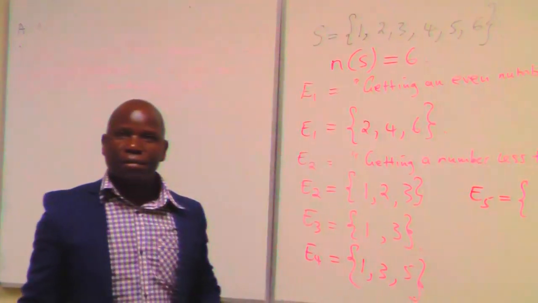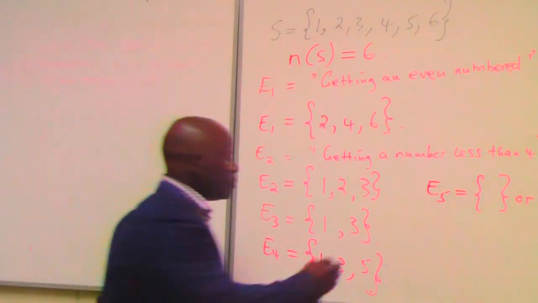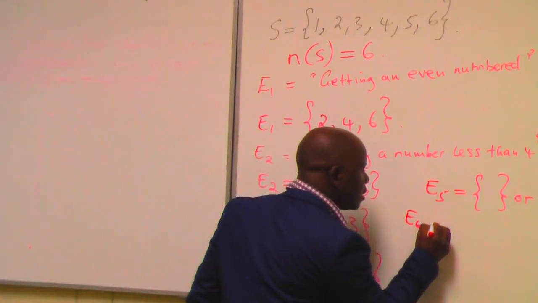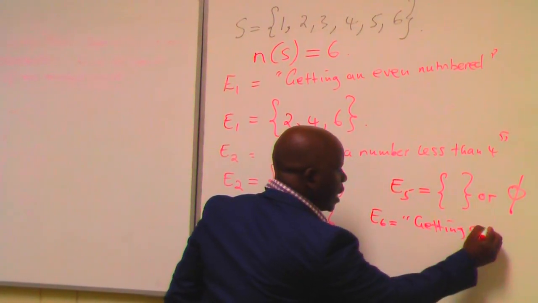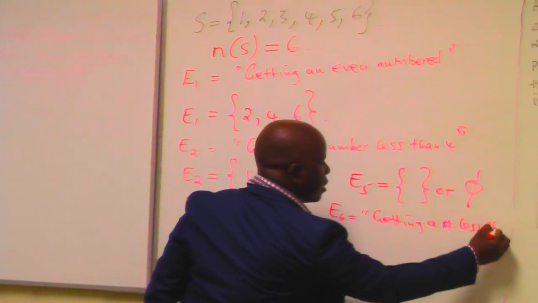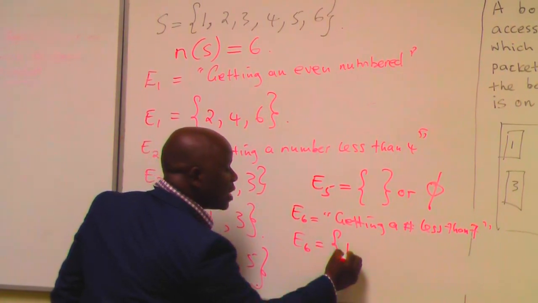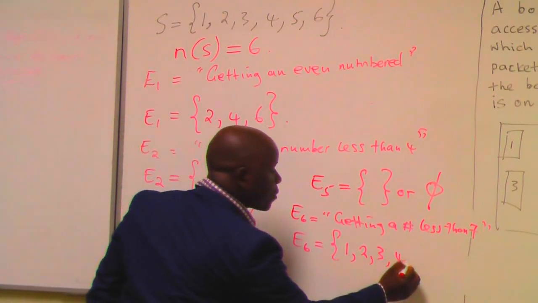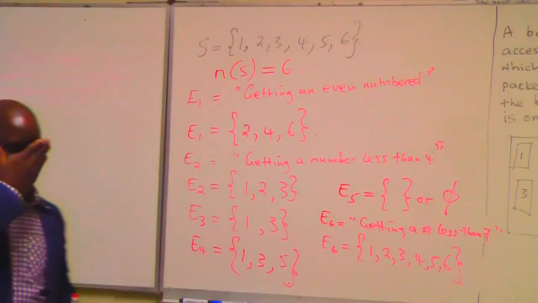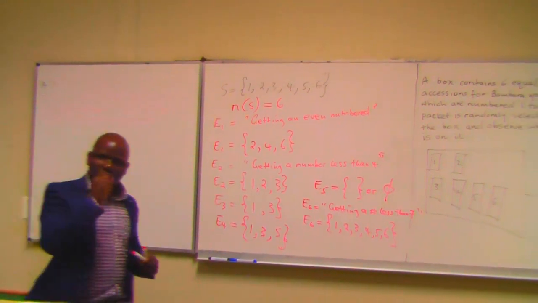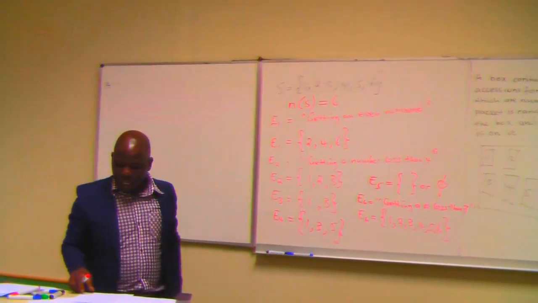What is E6? Let me define E6 as the event getting a number that is less than 7. I want you to take note that E6 will be the entire sample space, 1, 2, 3, 4, 5 up to 6. Because whatever packet you are going to pick, if you observe the number on that packet, it will always be a number which is less than 7, because we don't have a number that is greater than 7 in the box.